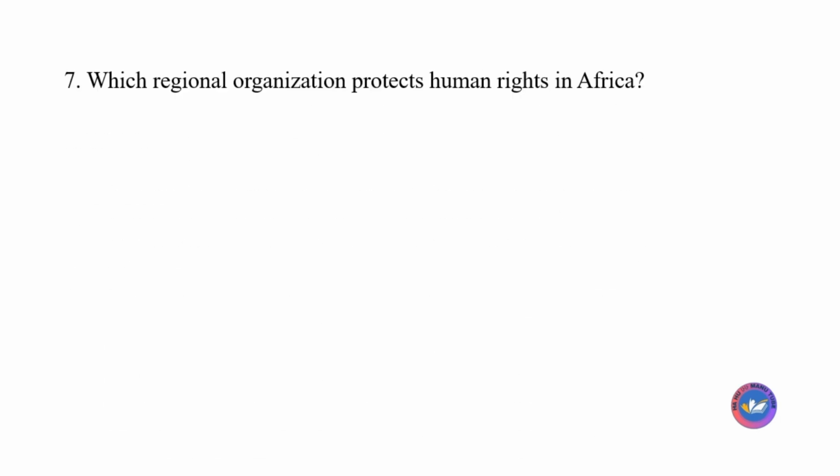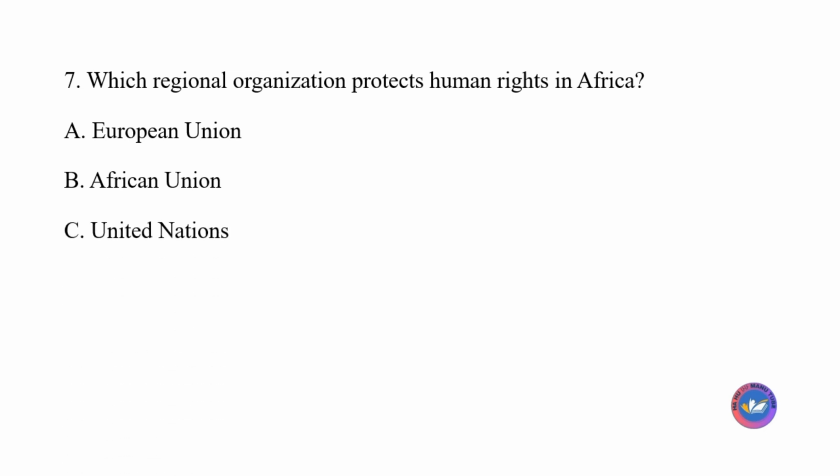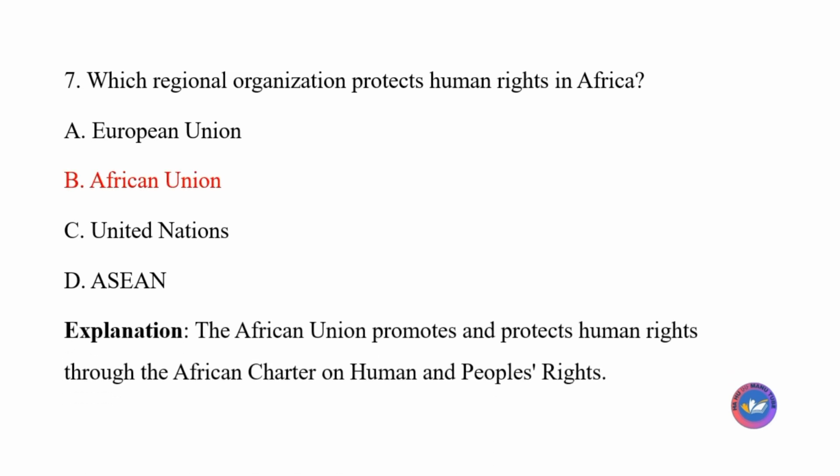Question number 7. Which regional organization protects human rights in Africa? A. European Union. B. African Union. C. United Nations. D. ASEAN. The answer will be African Union. The African Union promotes and protects human rights through the African Charter on Human and People's Rights.